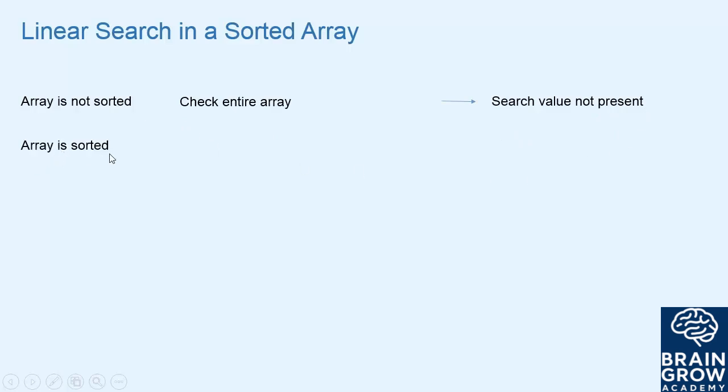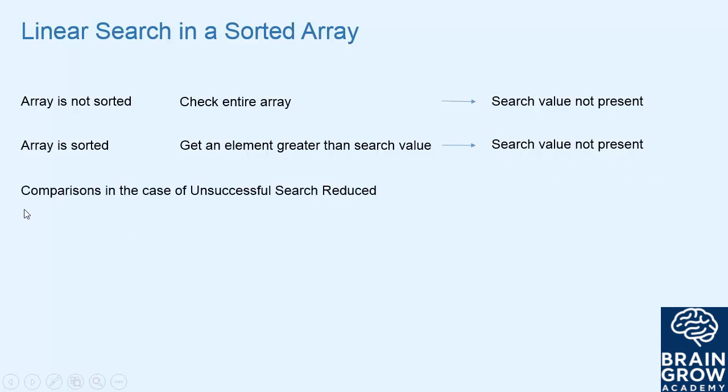If the array is sorted in ascending order, then as soon as we reach an element that is greater than the search value, we can say that the search value is not present in the array and we can terminate the search. We need not go till the end of the array. So the number of comparisons in the case of an unsuccessful search can be reduced if the array is sorted.